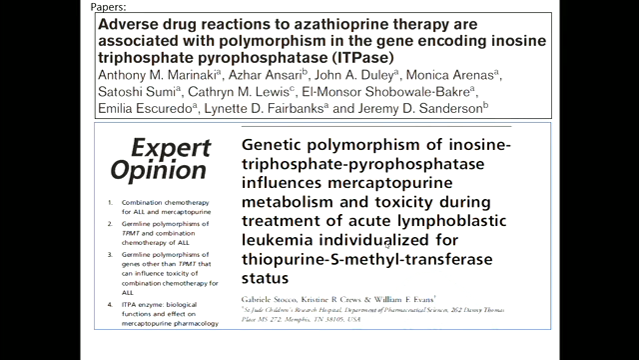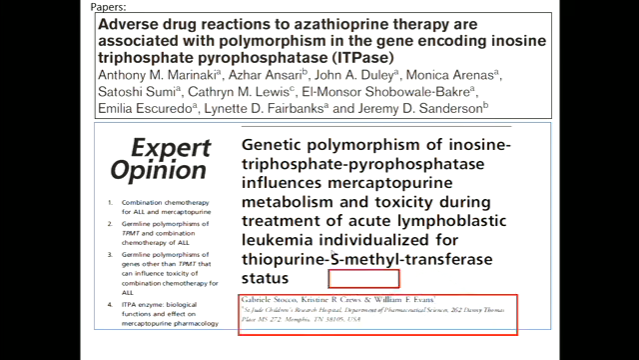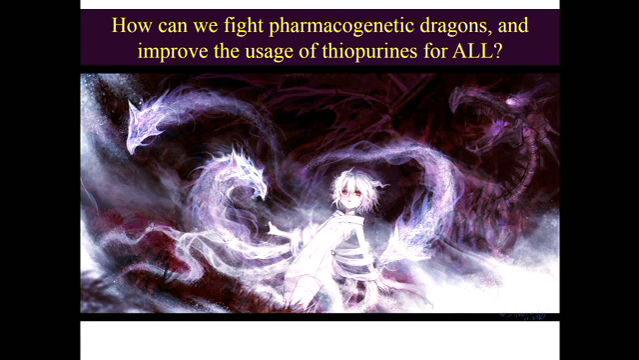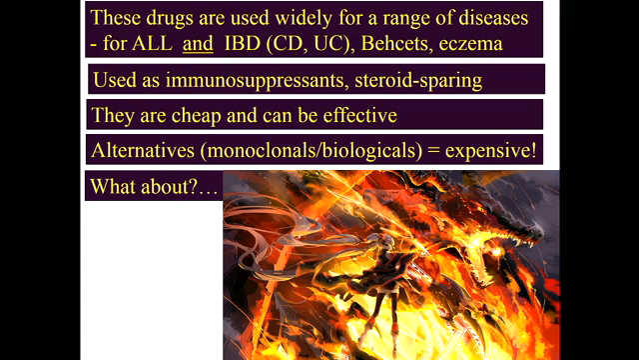This one here is from a very influential group in America. They showed that it affects treatment, produced toxicity in acute lymphoblastic leukemia in children. So the question then is, how do we fight all these dragons and improve the use of thiopurines for lymphoblastic leukemia? And why would we bother in the first place? Well, I think you know why we bother. First of all, the drugs are used widely, not only for ALL, but they're also used for autoimmune diseases like inflammatory bowel disease, IBD, for Behçet's disease, for eczema.